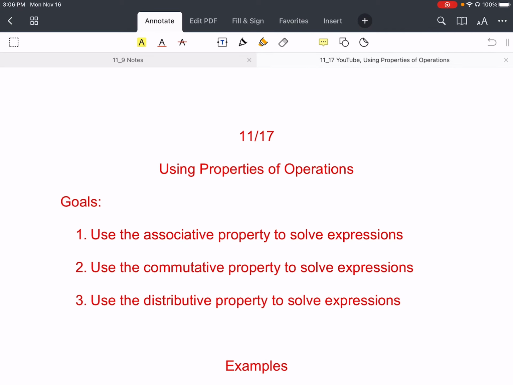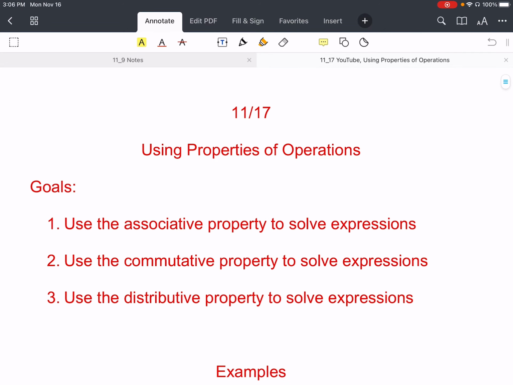Hey, seventh grade. For today's lesson, we are going over our properties of operations again, except today we are going to put three of them into practice. So your three goals are to use the associative property, the commutative property, and the distributive property to solve expressions.